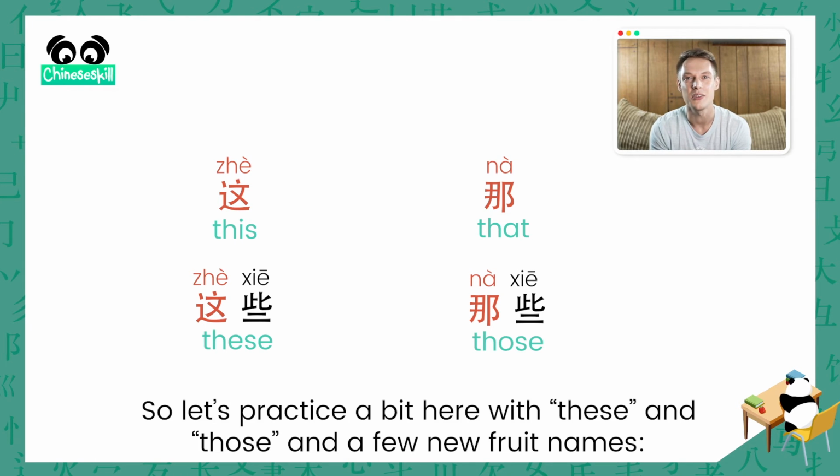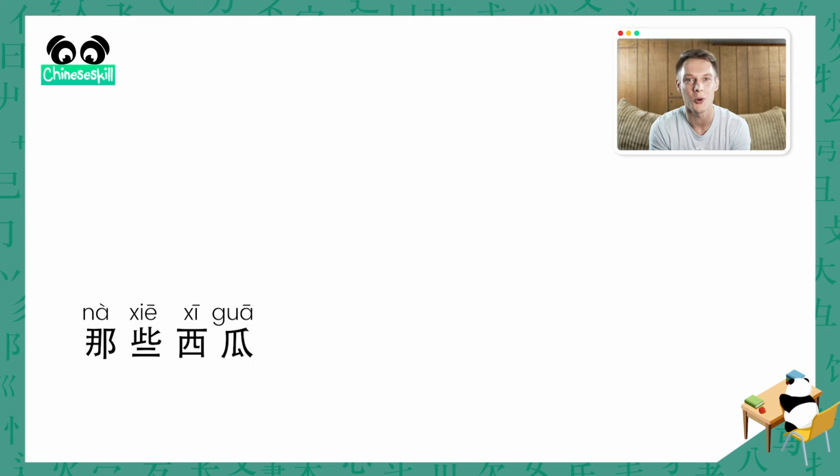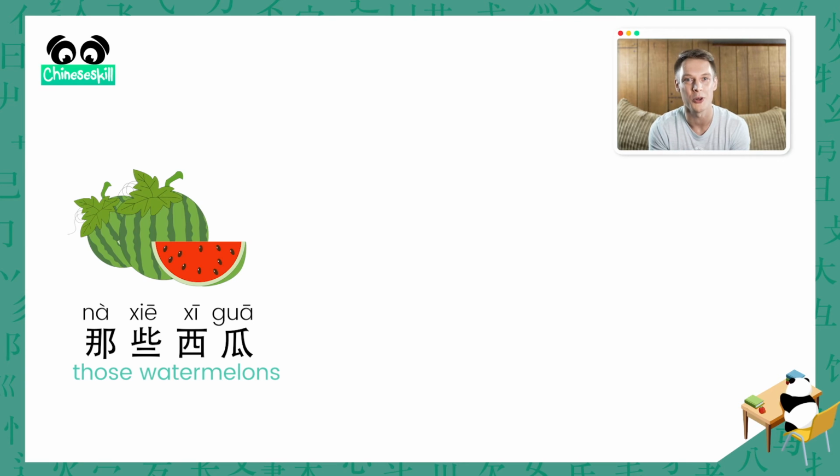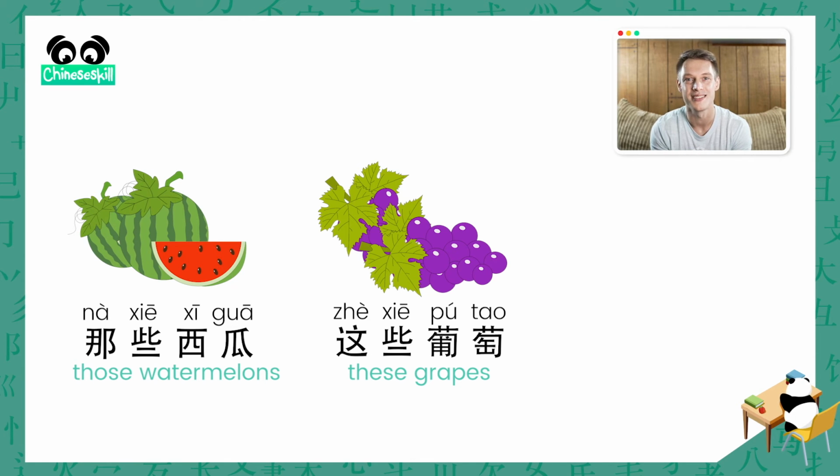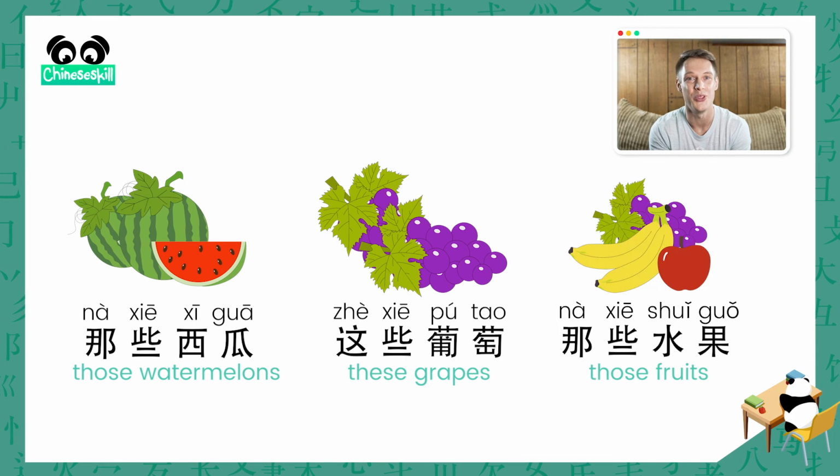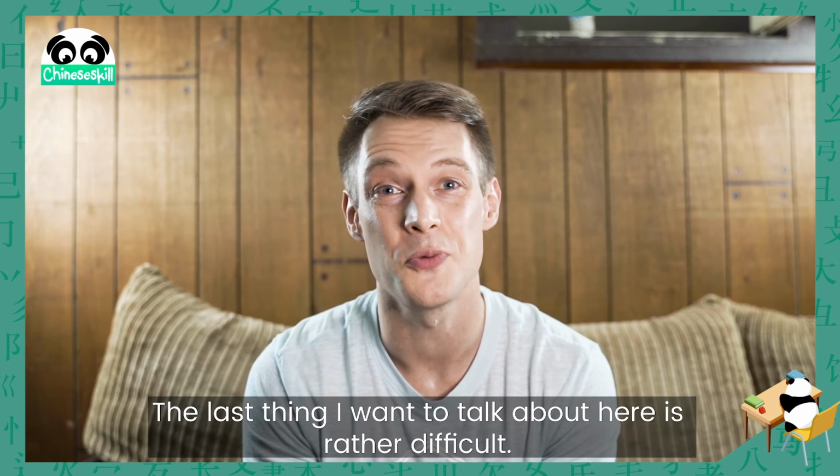Good. So let's practice a bit here with these and those, and a few new fruit names. 那些西瓜, those watermelons. 这些葡萄, these grapes. 那些水果, those fruits.